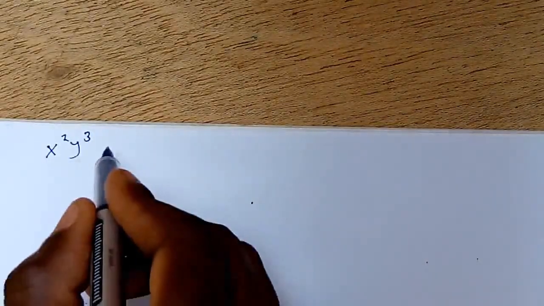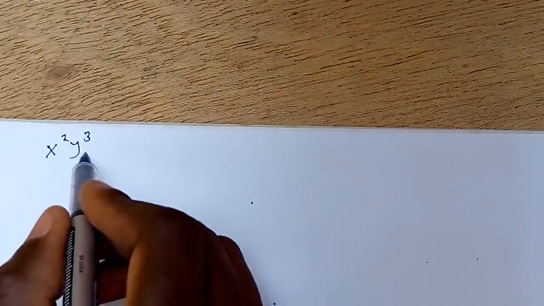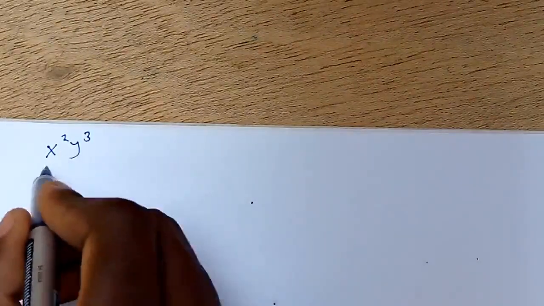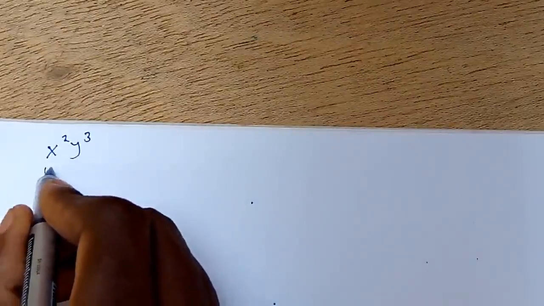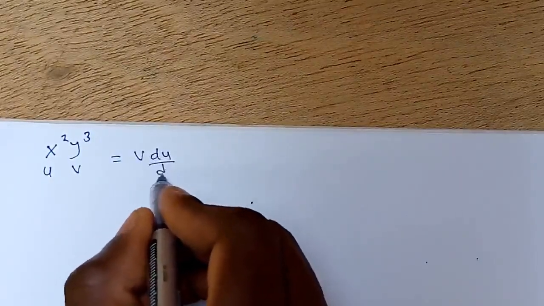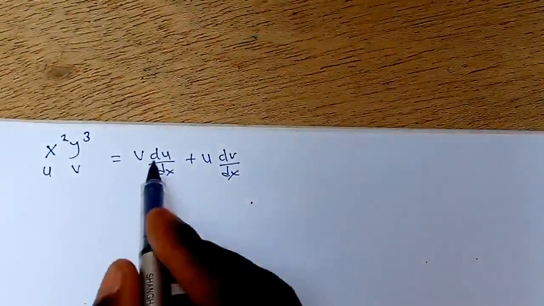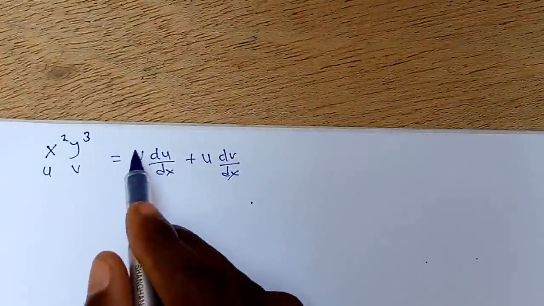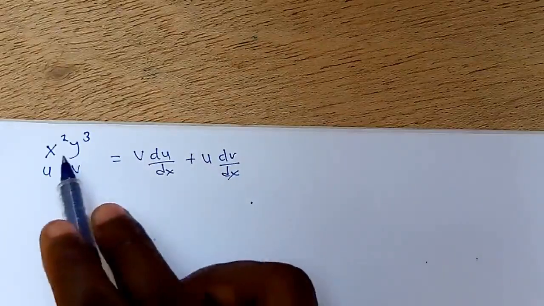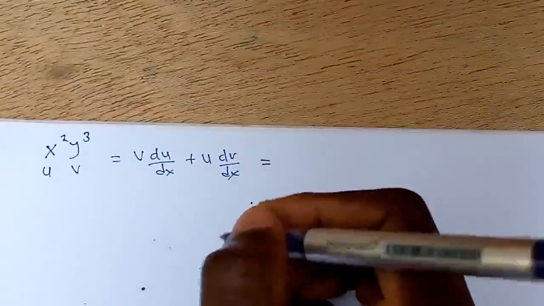There's a product of functions here, x squared and y cubed, so all we need to do is use what they call the product rule. Using the product rule, the first function, let's call it u, and the second one v. The product rule becomes v du/dx plus u dv/dx. I'm trying to say that you take v and don't do anything to it, and you find the derivative of u, plus you write u without doing anything to it, and you find the derivative of v. That's very simple.